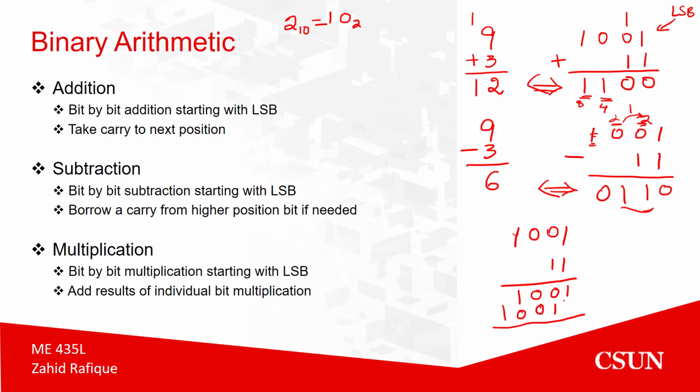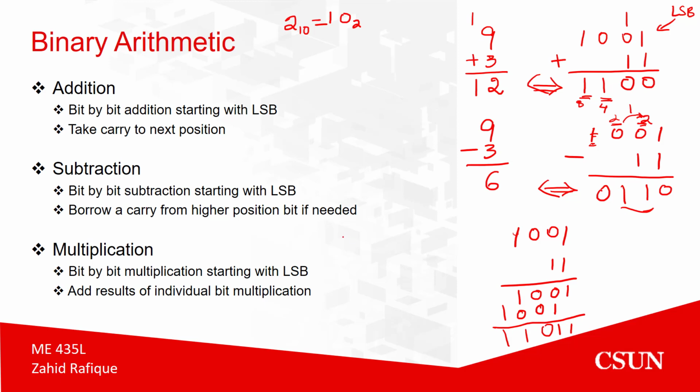And then I simply add these two, and this would give me 1, 1, 0, 1, 1. Now, this number here should equal 27, because I know 9 times 3 is 27. Let's convert this number into decimal.